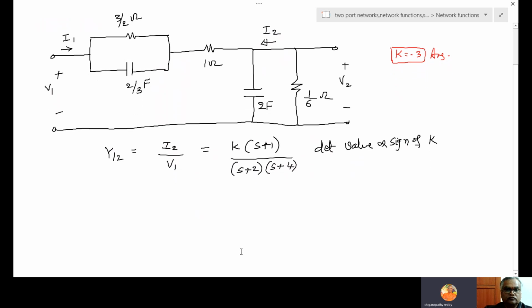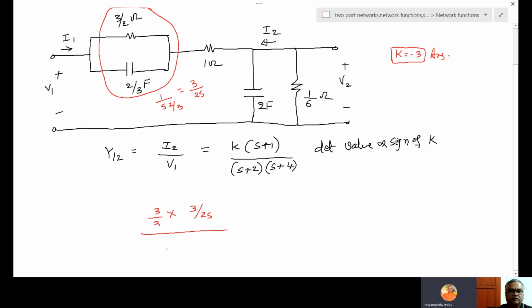How to solve this? First, simplify this parallel combination. These two are parallel. So here 1 by SC. What is the C value? 2 by 3. It is equal to 3 by 2S. It is parallel with 3 by 2. So that means 3 by 2 into 3 by 2S by 3 by 2 plus 3 by 2S.